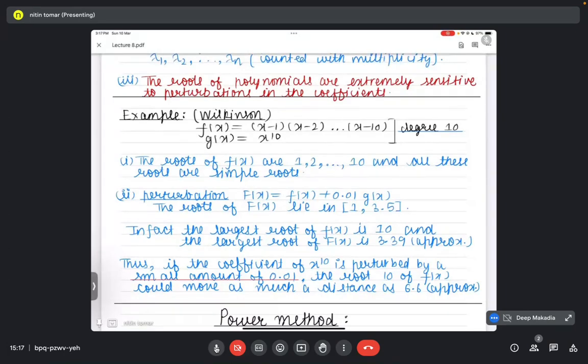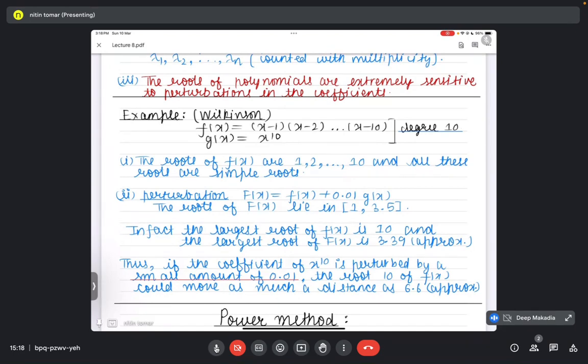So basically it shows that if the coefficient of x^10 is perturbed by a small amount of 0.01. So see, this was a very small amount, right? Small amount of 0.01. But the highest root is experiencing a very huge difference.